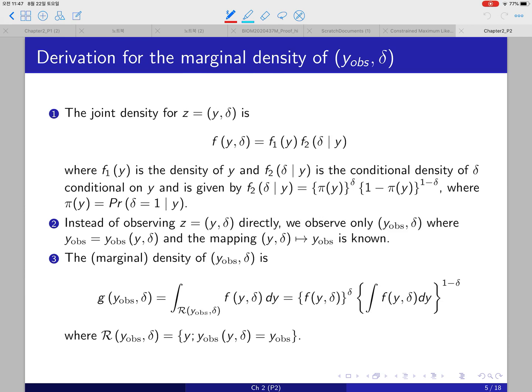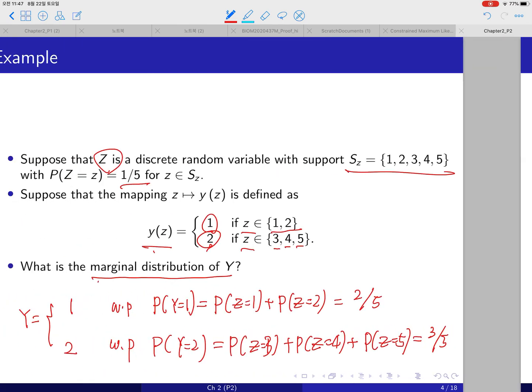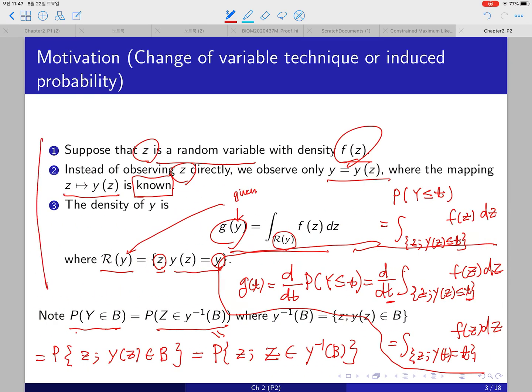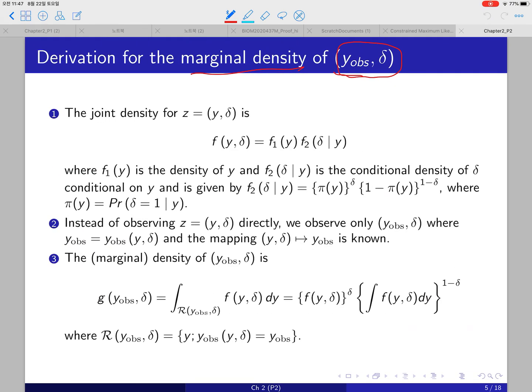Then now the main question is this. Actually, the original question is, what is the marginal density of the y observed and delta? Okay, so if we are going to use this idea and apply it to our problem, then z corresponds to the original data, which is y and delta. So that has a density function. f1 is the marginal density of y, and then f2 is the conditional density of delta, conditional on y.